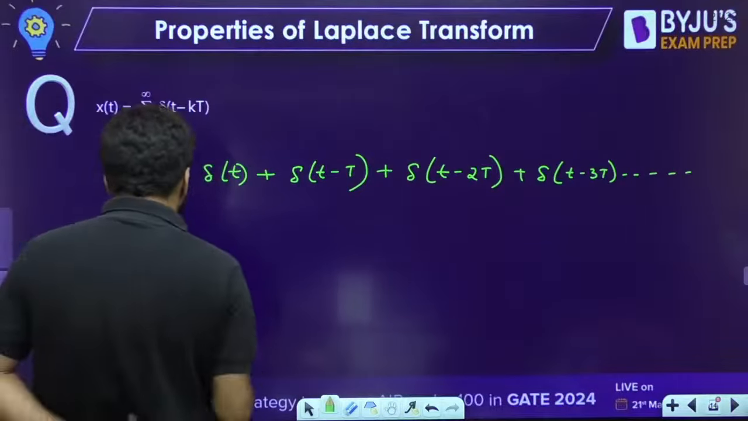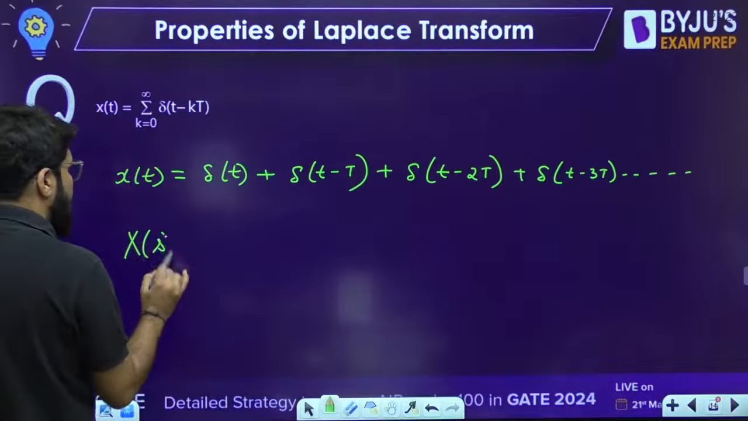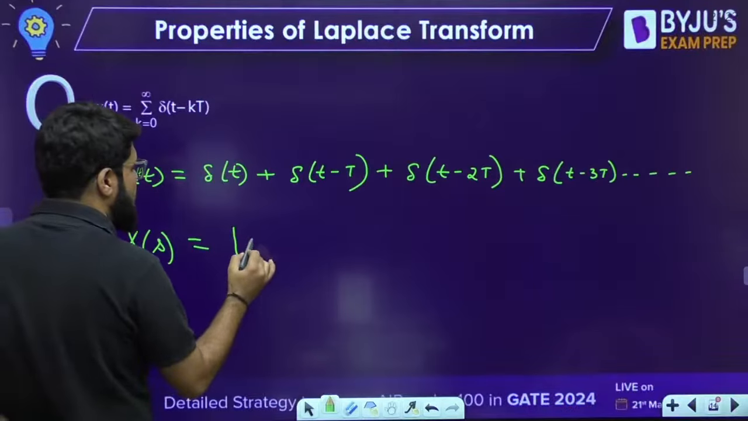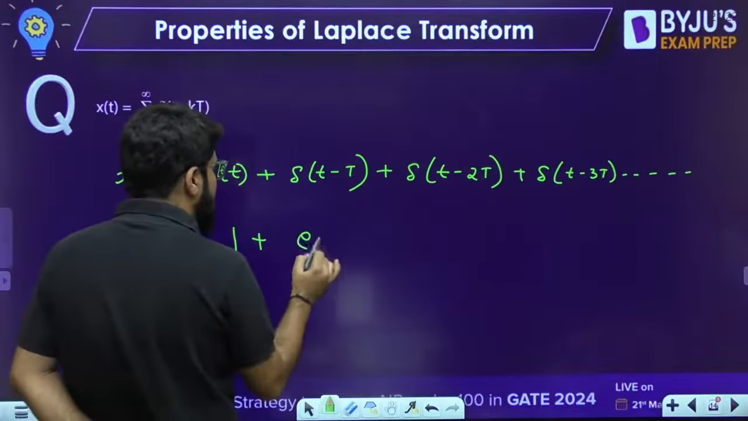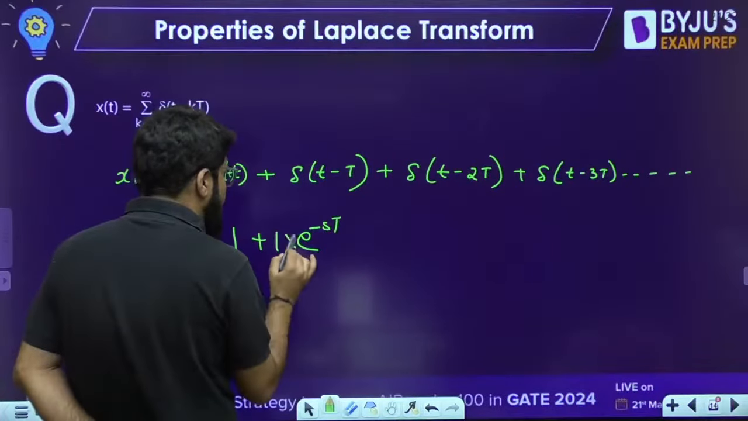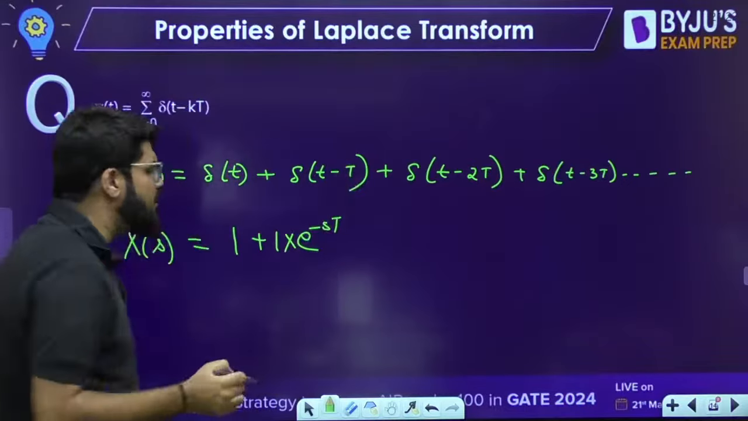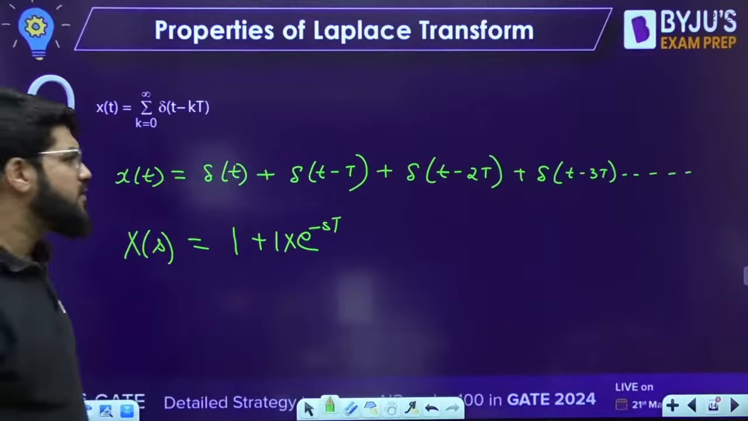So what is going to be the Laplace transform then? The Laplace transform of delta(t) is 1. For delta(t minus T), the Laplace transform is 1 into e power minus sT, because it is the time shift application.